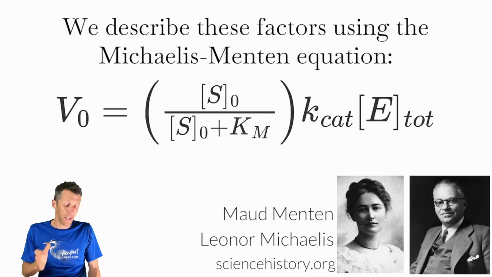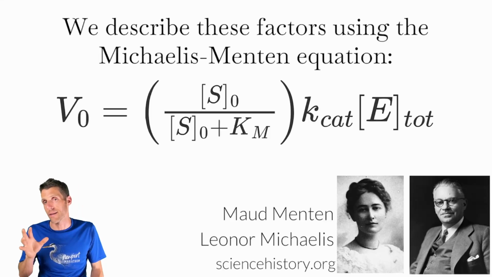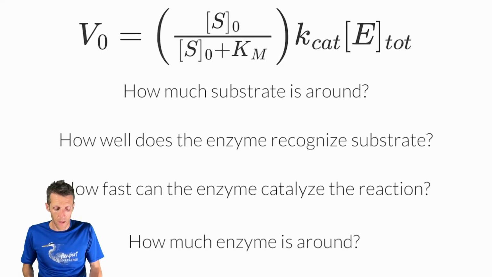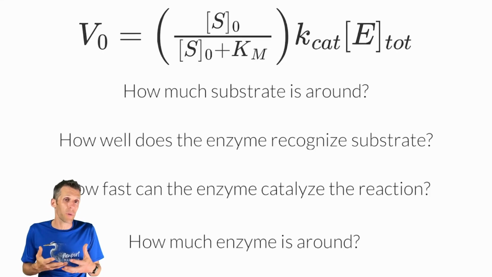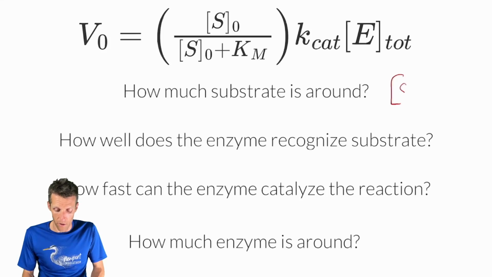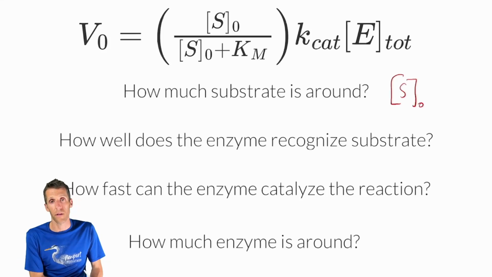But with that aside over, let's talk about the Michaelis-Menten equation itself. So what are the parts? What is it used for? So I said that you needed four pieces of information. What are those four pieces of information? How are they coded into this? So how much substrate is around is given by this term S naught, substrate concentration. We'll talk about details on that in a second.